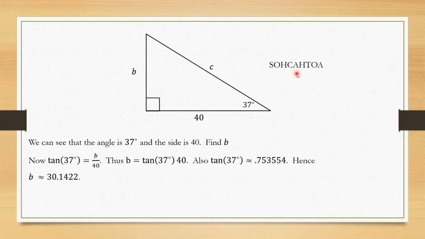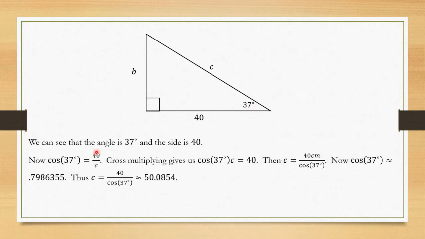Excuse me, what am I saying? 40 over C, and C is what we're looking for. So cosine of 37 degrees is adjacent over hypotenuse, right? So now we have to figure out what C is. That's the unknown. I know I didn't show the steps, but if you cross multiply both sides by C, you end up getting this. And then you can divide by cosine of 37 degrees, both sides that is, and you end up with this.